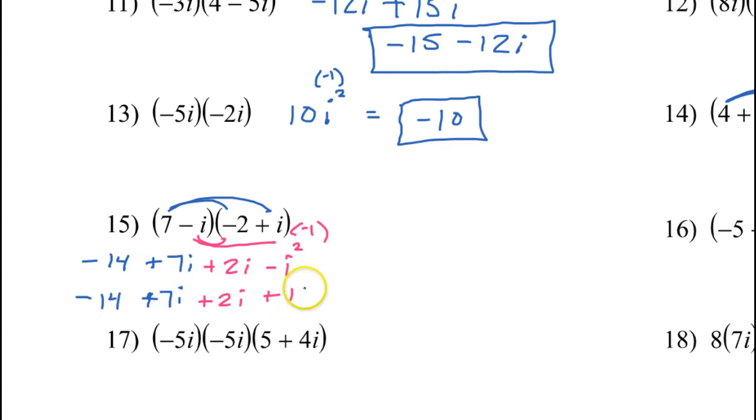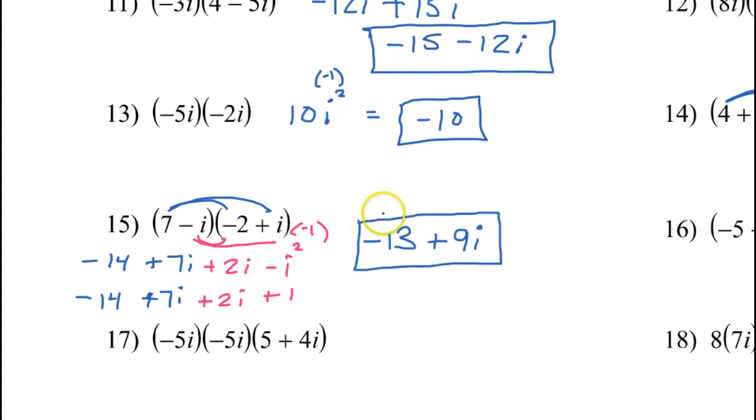Okay, so combining these like terms, I have negative 14 and positive 1, so that is negative 13. And then I have 7i and 2i, so that is 9i. So positive 9i. So that will be the answer to number 15.